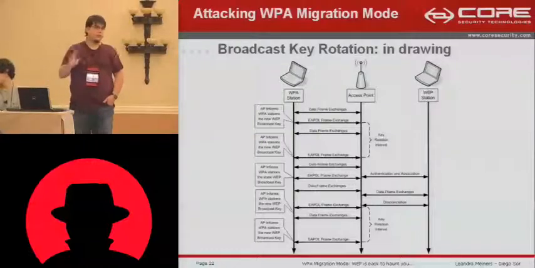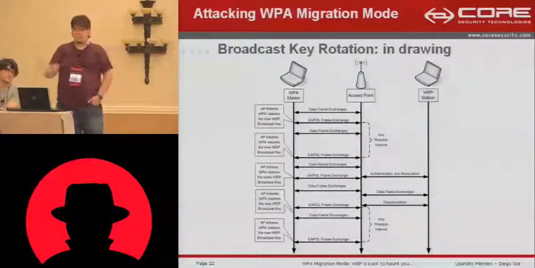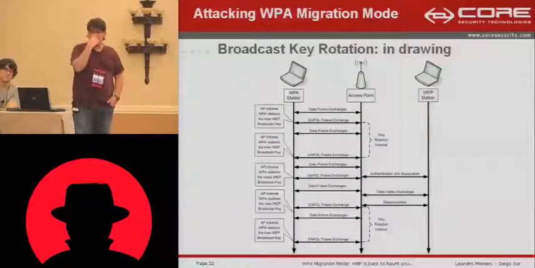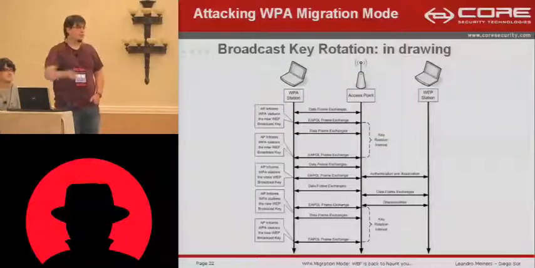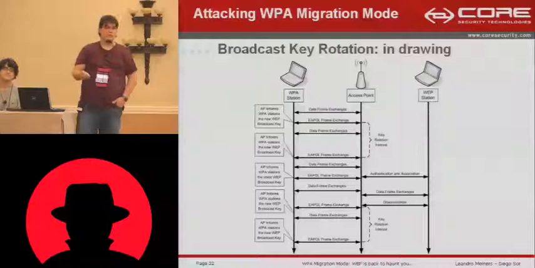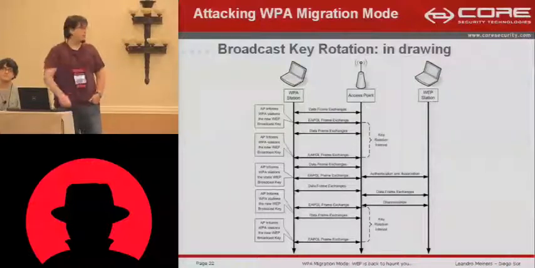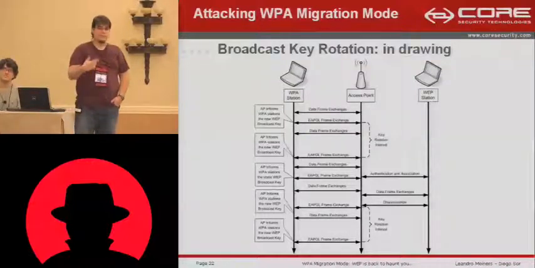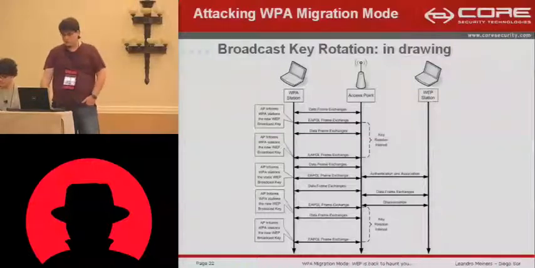So then normal communications keep on going. And after a certain period of time, the key interval dies out, so you have to rotate the key, and a new key is chosen by the AP and sent to all WPA stations so that they can decrypt the broadcast traffic using this new key.